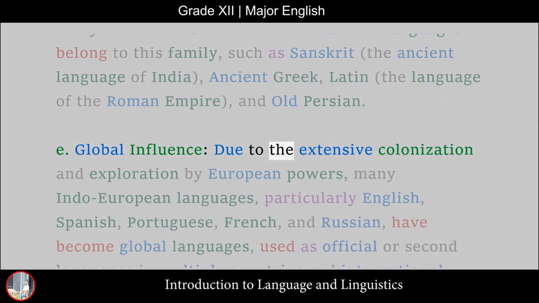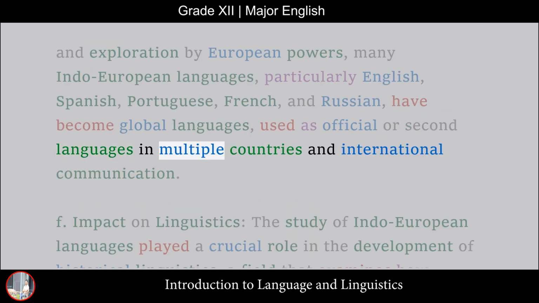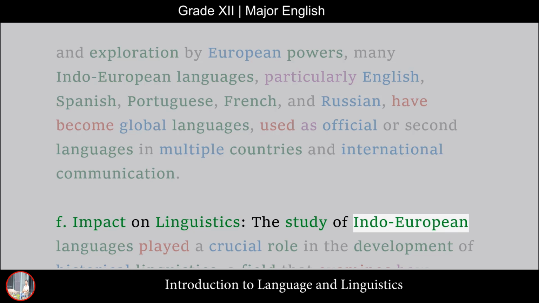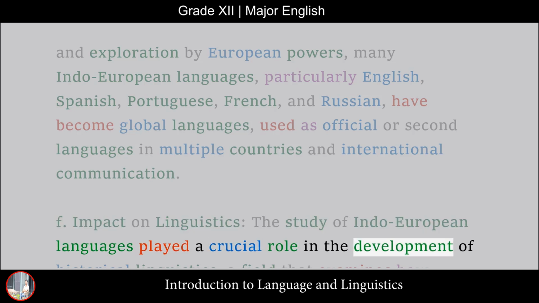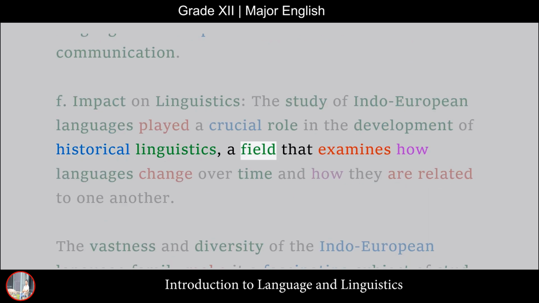Global influence. Due to the extensive colonization and exploration by European powers, many Indo-European languages, particularly English, Spanish, Portuguese, French, and Russian, have become global languages, used as official or second languages in multiple countries and international communication. Impact on linguistics. The study of Indo-European languages played a crucial role in the development of historical linguistics, a field that examines how languages change over time and how they are related to one another.